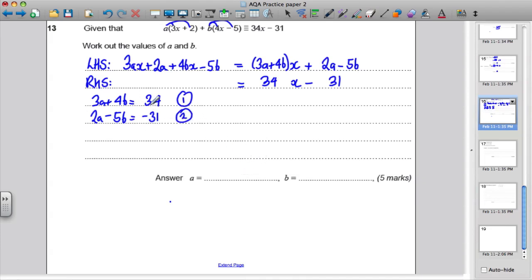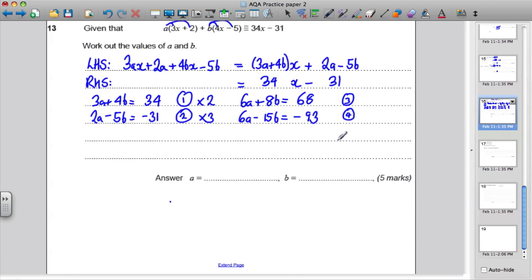Okay, we've got a pair of simultaneous equations that we're trying to solve. To do this, I usually say it's best to make the coefficient of a, let's say, the same. So multiply that equation by 2, and you would get 6a plus 8b is equal to 68. And multiply that equation by 3, you would get 6a minus 15b is equal to minus 93. And these are new equations 3 and 4.